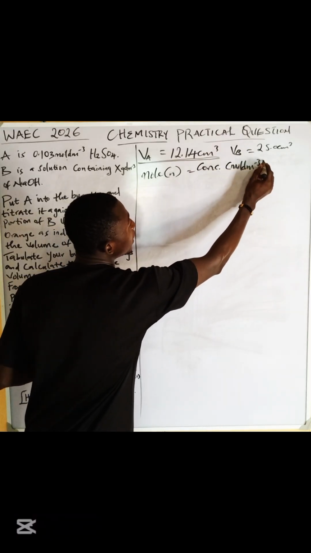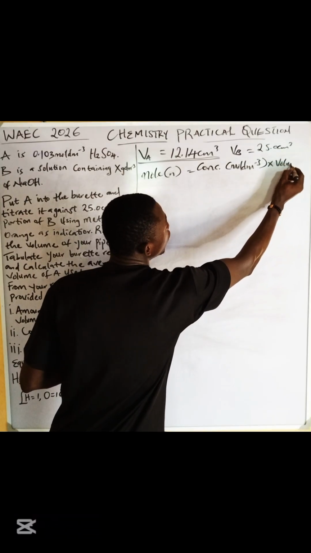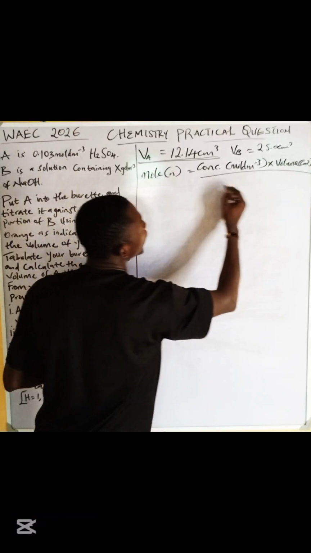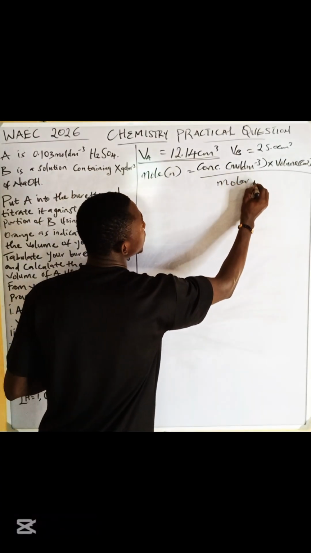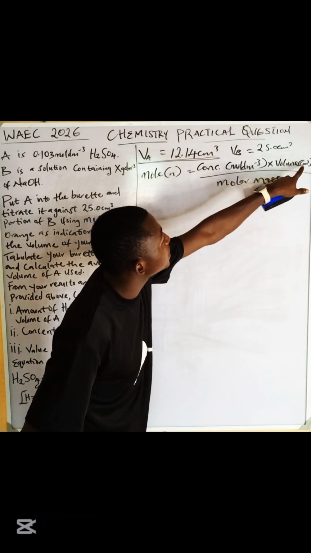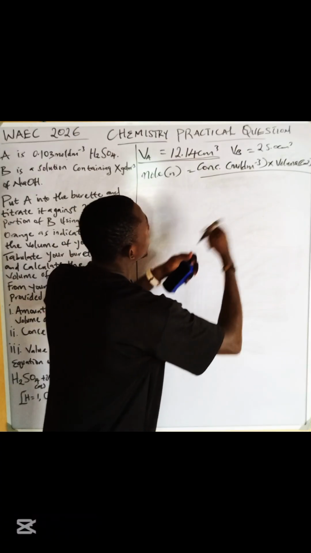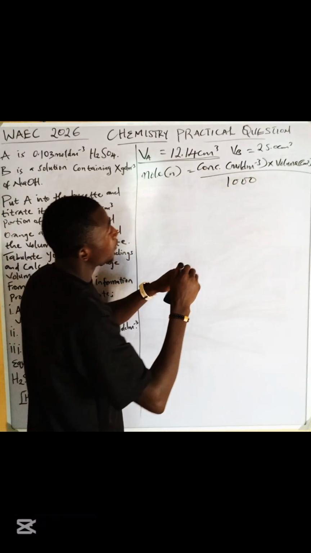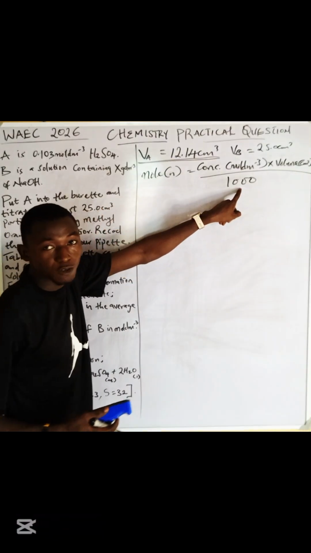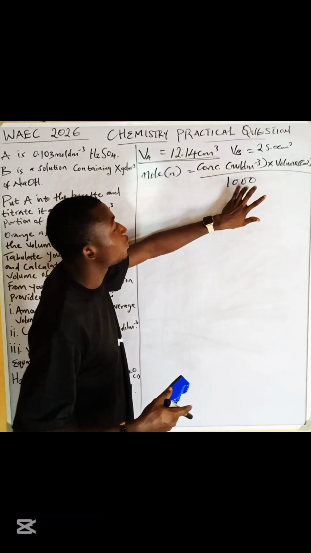multiplied by volume in cm³ divided by, sorry, divided by 1000, not molar mass. Divided by 1000. Please, anytime you are using volume in cm³, you must divide by 1000. But whenever you are using your volume in dm³, you don't need to divide by 1000.